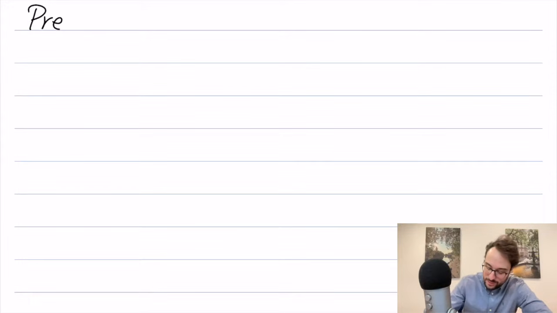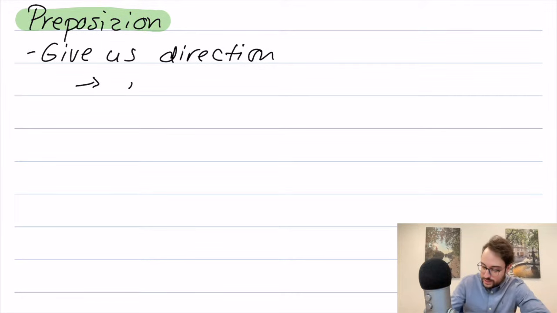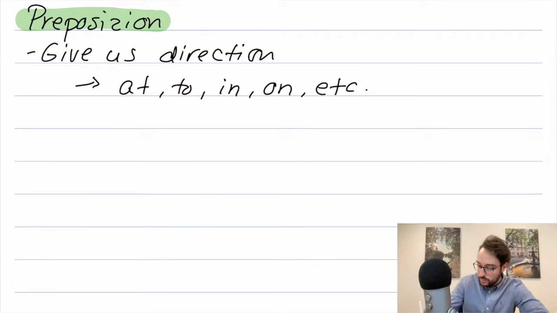Today, we're going to be covering prepositions. Let's take a look at our whiteboard. All right, so we have preposizioni. These are called prepositions in English. Prepositions essentially give us direction. They are words such as at, to, in, on, and so on.